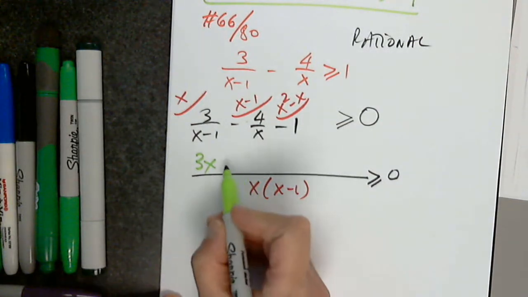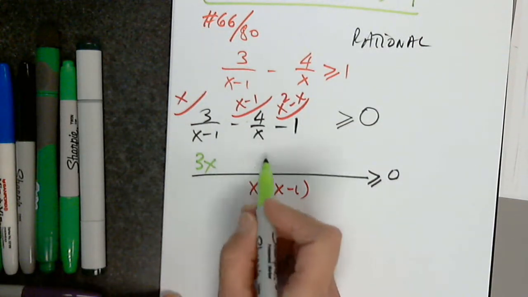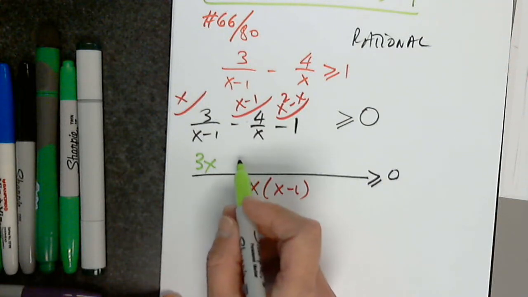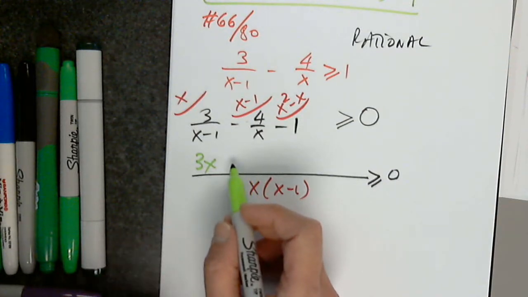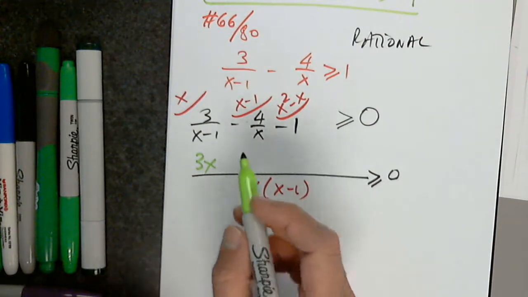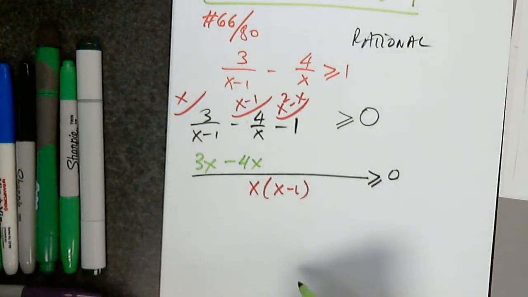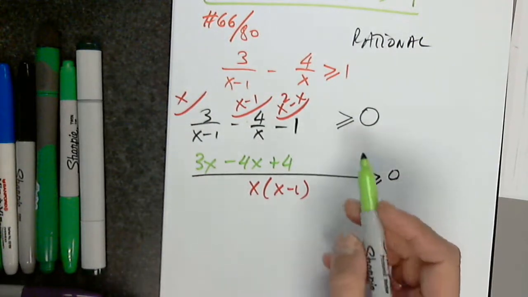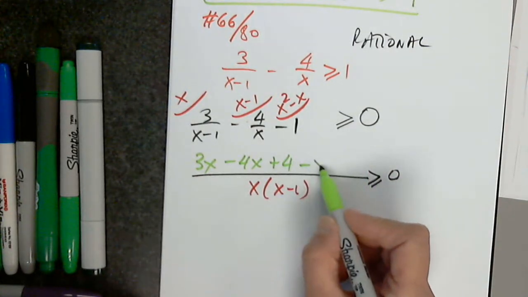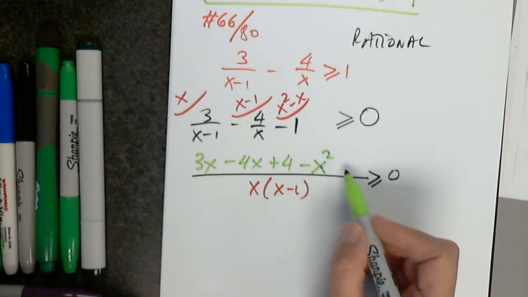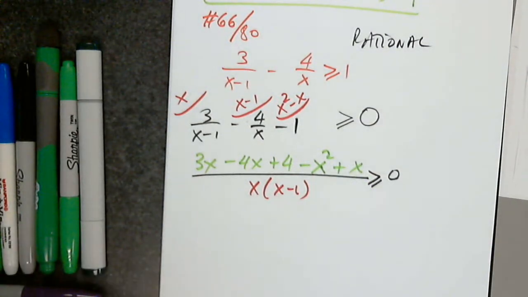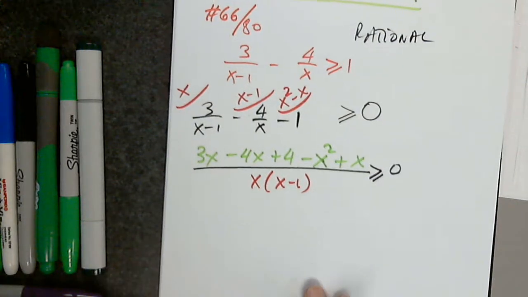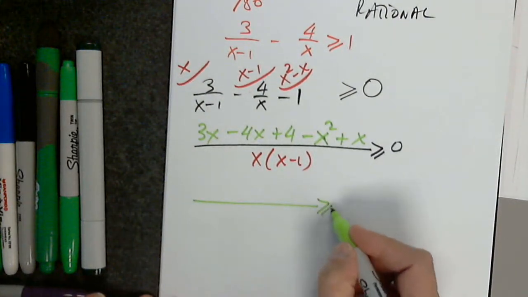4x minus... 4x. I didn't hear the first. Negative 4x. Okay, I just didn't hear it. I'm sorry. Plus 4. Very good. Excellent. Negative x squared, yes, plus x. Excellent. Perfect. Do you all agree with this? Okay. So now next step.